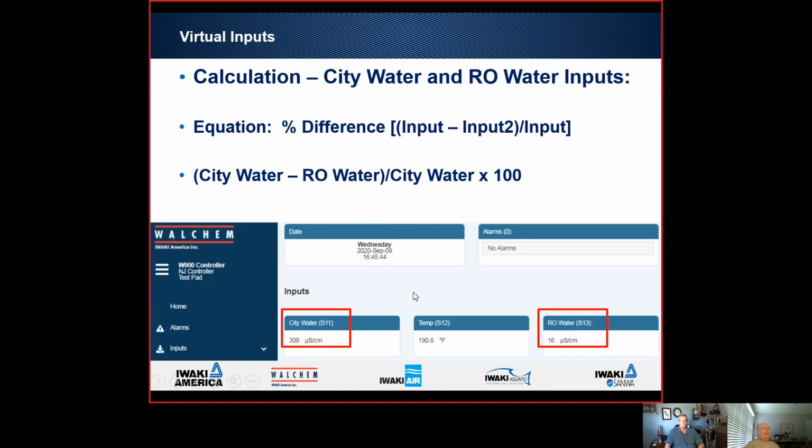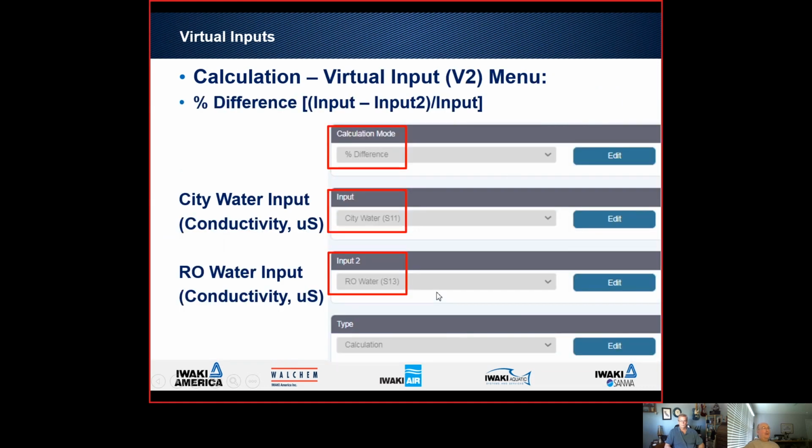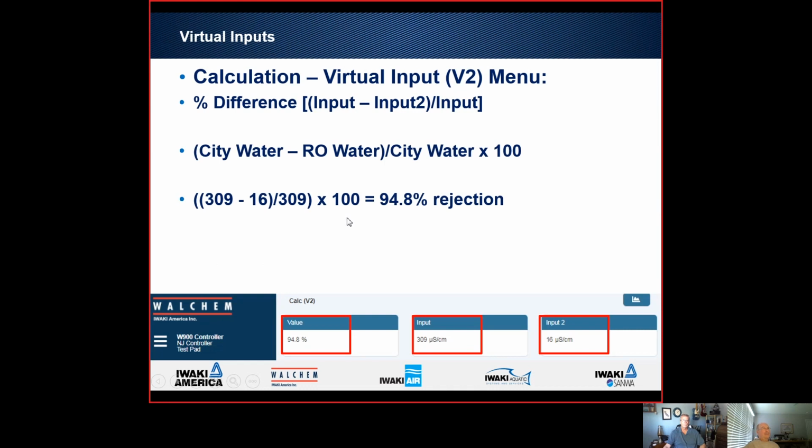You go to the inputs menu, and here our city water conductivity comes into input S11. The RO water in this case is coming into input S13. We go to our virtual input menu, select percent difference. We identify input 1 as city water, and we identify input 2 as the RO water. Go back to the virtual input menu, and it does the calculation that we've asked it to do, ending up with 94.8% rejection.